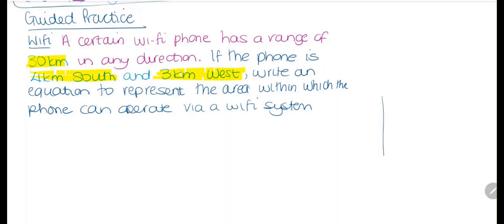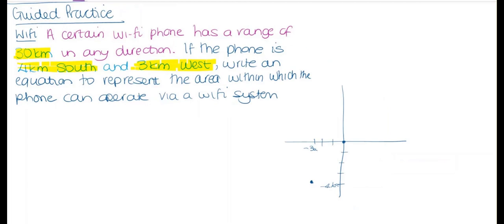So the first thing we're going to do is sketch. It says the phone has a range of 30 kilometers in any direction, so this is going to be the radius. If the phone is 4 kilometers south, if this is the origin, south is going to be minus 4. And then it says 3 kilometers west, so west is going to be this way, so that's minus 3. So it's going to be at this point here. This is going to be our vertex, which is at minus 3, minus 4. So this is our h and k.